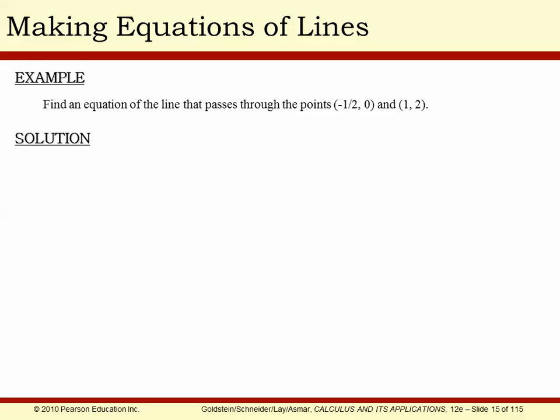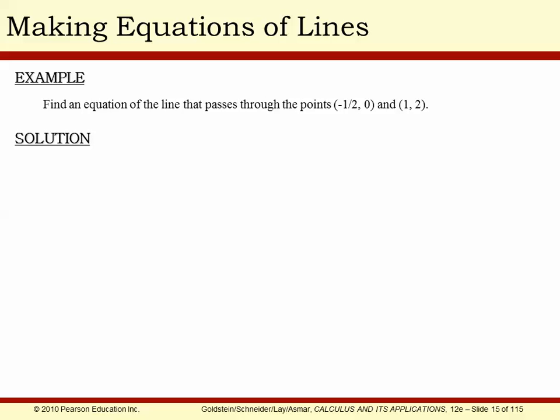Okay. Let's look at another example. We're going to find the equation of the line that passes through the points negative 1/2, 0, and 1 comma 2. Now, what we're going to do for this is use property number 2 and property number 3. Property number 2 is just the slope formula. We did an example like this. We're going to use the formula that the change in the y-coordinates over the change in the x-coordinates gives me the slope.